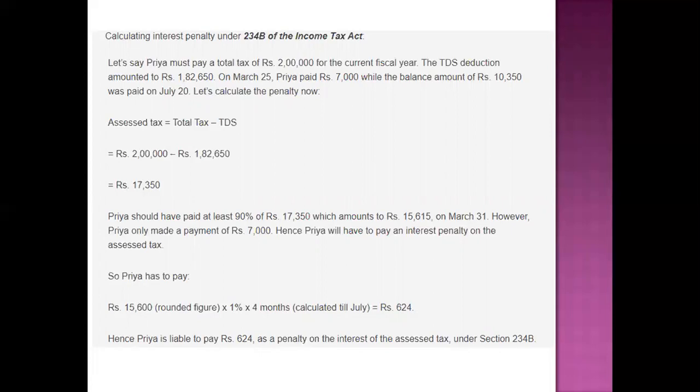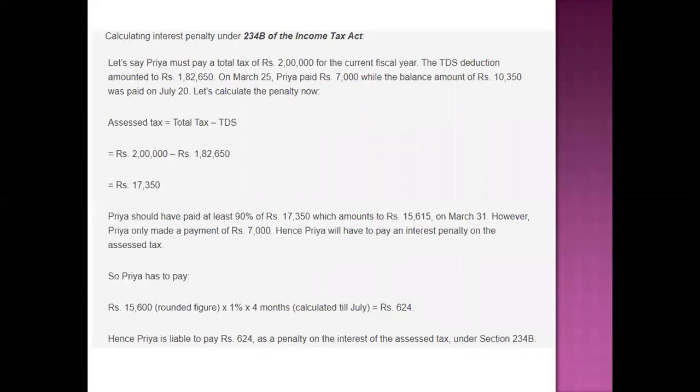So that's a defaulting case. Let's start. Here the assessed tax, the tax payable to the government, is total tax minus TDS. We all know that we deduct TDS in the case of advance tax as well as in the case of interest. So 17,350 is the actual remaining amount. She should have paid at least 90% of 17,350, which amounts to 15,615. So to not be liable to pay interest under Section 234B, she should clear 90% of the assessed tax within March 31st.